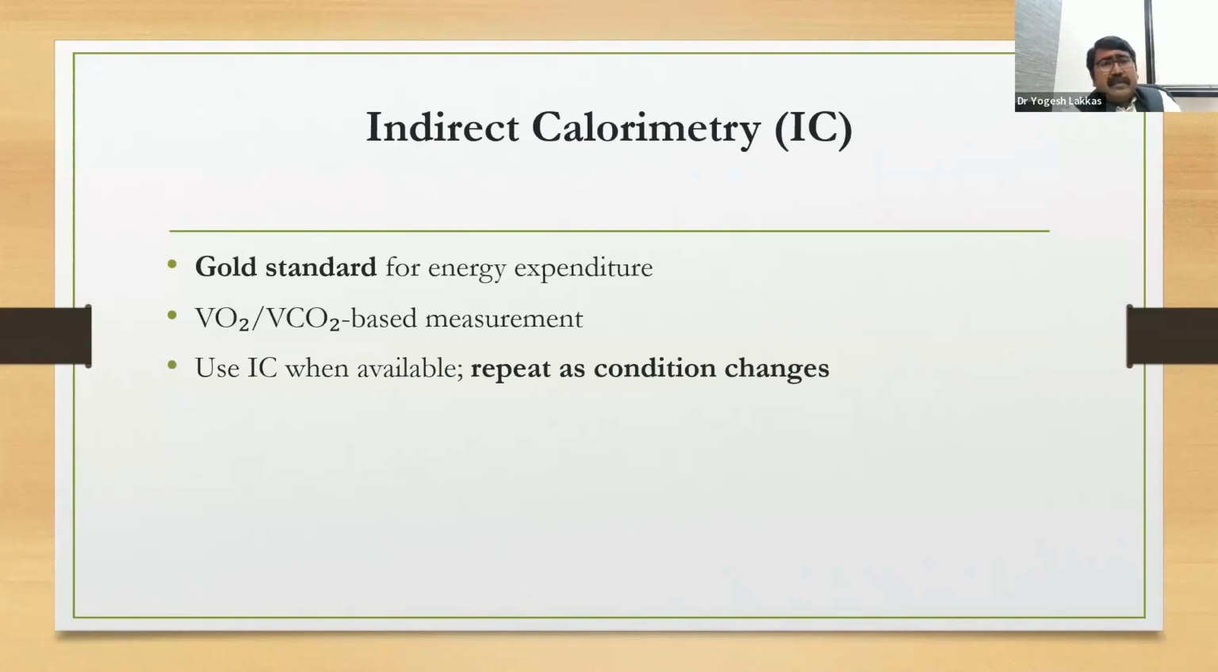Indirect calorimetry is per se the gold standard for energy expenditure, where oxygen consumption and release of CO2 are measured to give the value of the caloric requirement of the patient. Use indirect calorimetry when it is available, and repeat when the condition changes. It can be repeated according to clinical judgment. Again, clinical judgment will matter a lot in using any parameter for nutritional assessment in a patient.